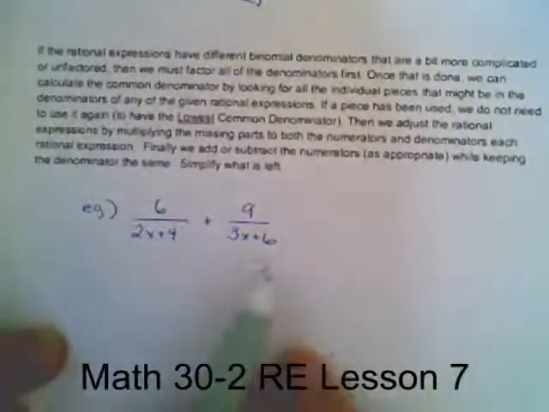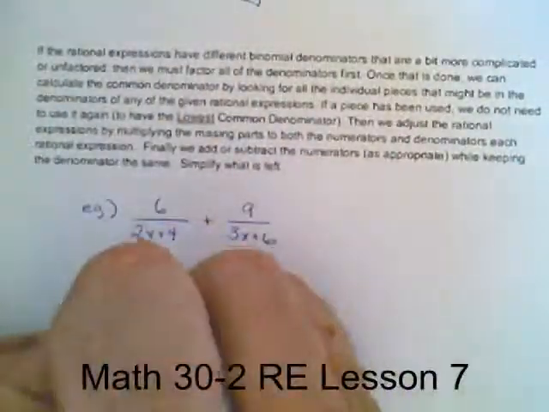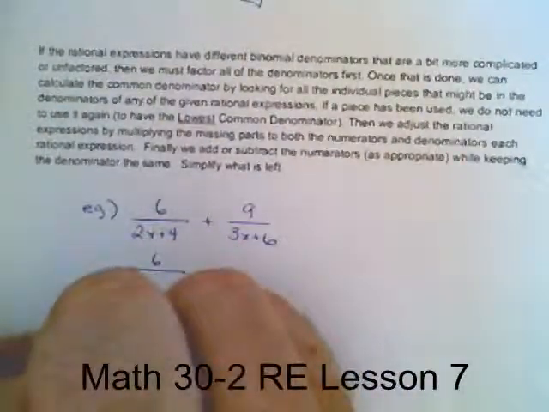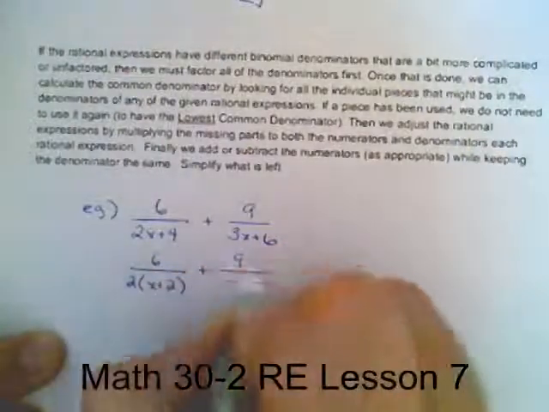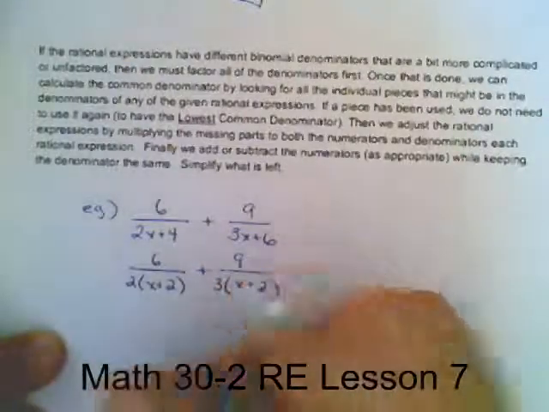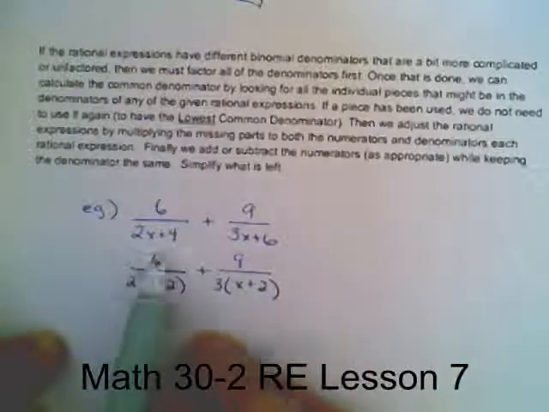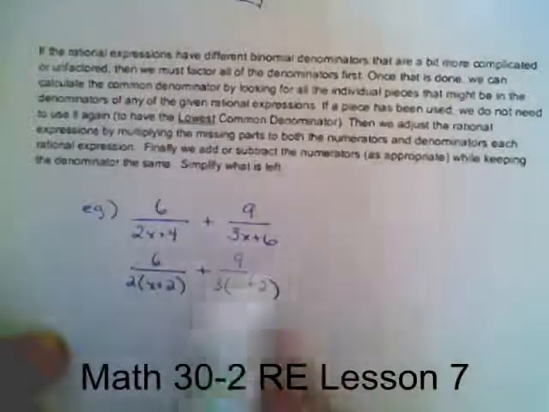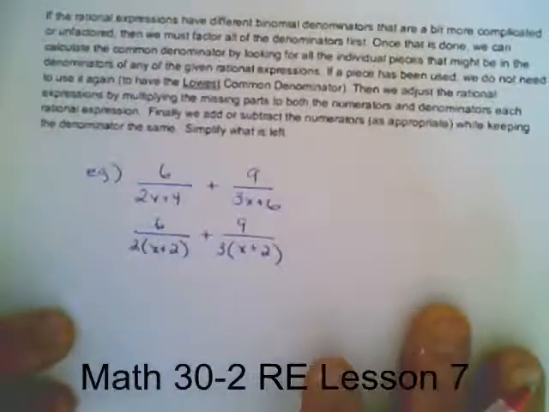I'd check my non-permissible values. Out of here, x plus 1 cannot equal 0, so x couldn't be negative 1. And out of here, x minus 1 can't equal 0, so x cannot equal positive 1. I'd get the same pieces out of there. There's that one, there's that one. So all in all, the non-permissible values are the same.